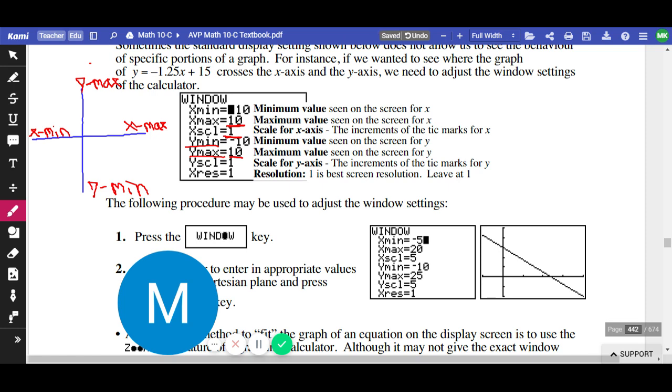Your Y scale, again, that's how you're counting the ticks. I just always leave it at 1. I don't bother with it. Just so we follow along with the textbook, go back up to your X minimum and change it to -5. This guy right here, -5. And you have to use the negative button, not the subtraction button. So negatives beside the decimal. -5. Just so our picture looks the same as the textbook picture.